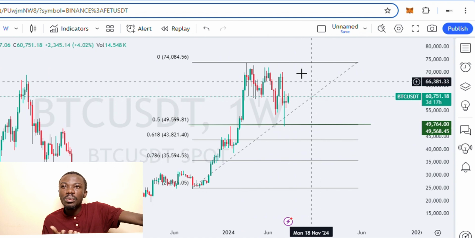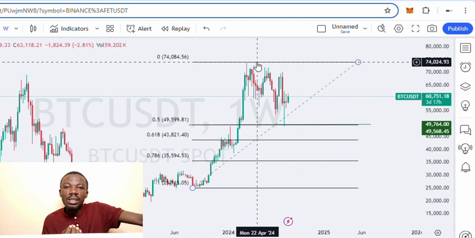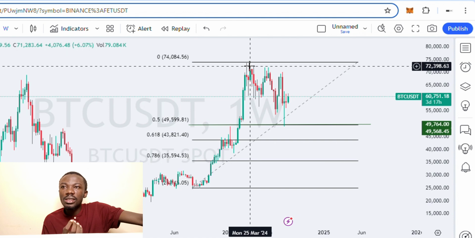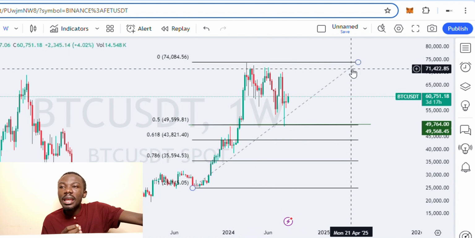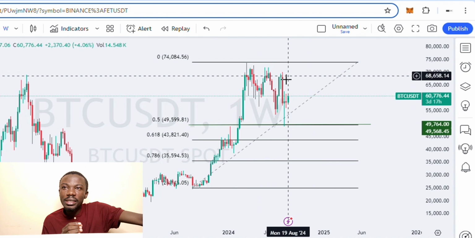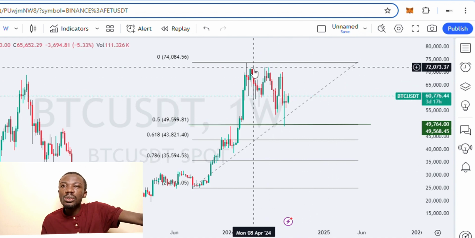Unless it breaks this zone, that's when you start saying that price is now so bullish. So for now, price is at an expensive zone and you need to look for sells.